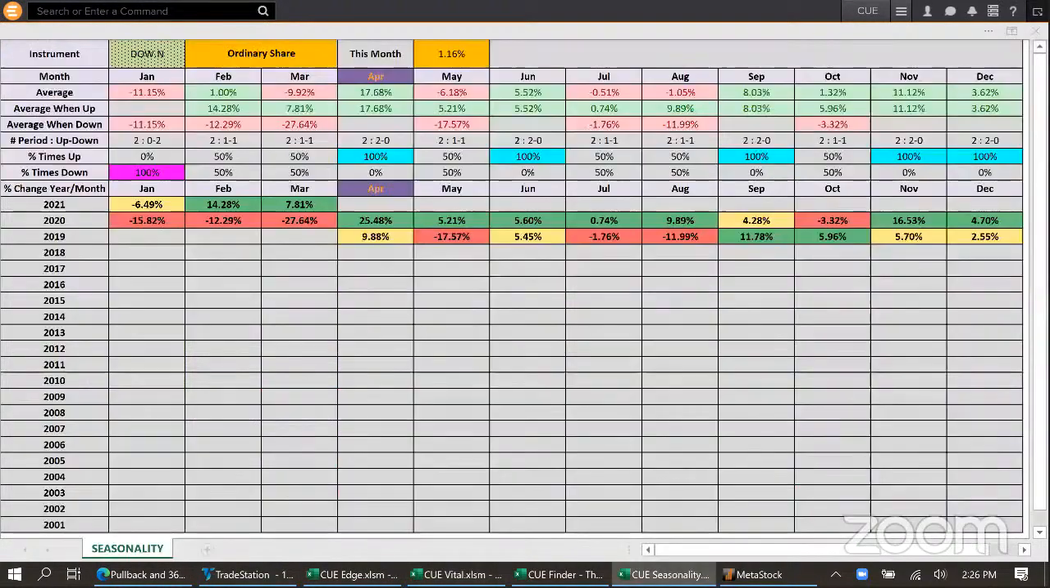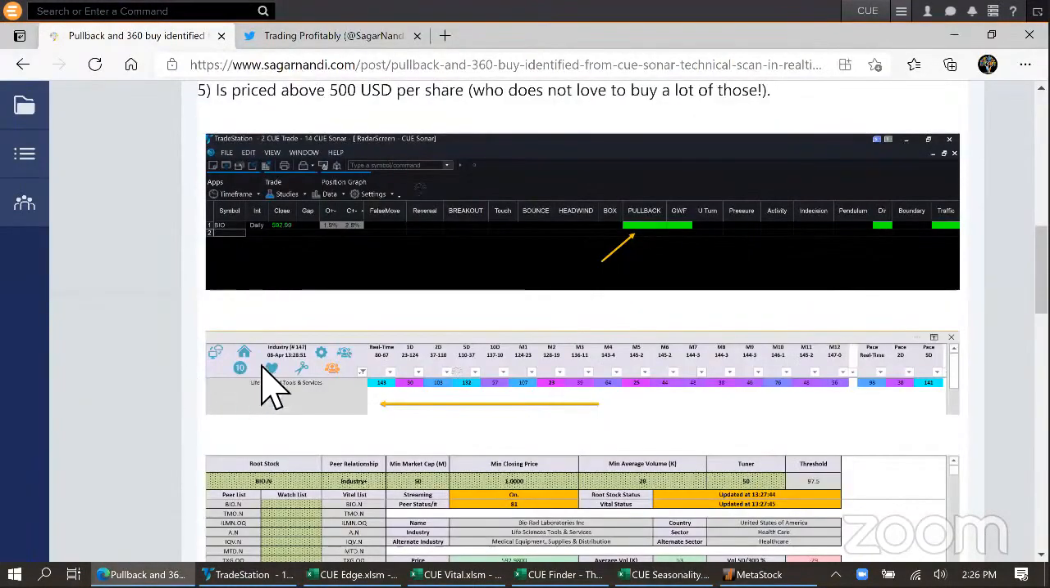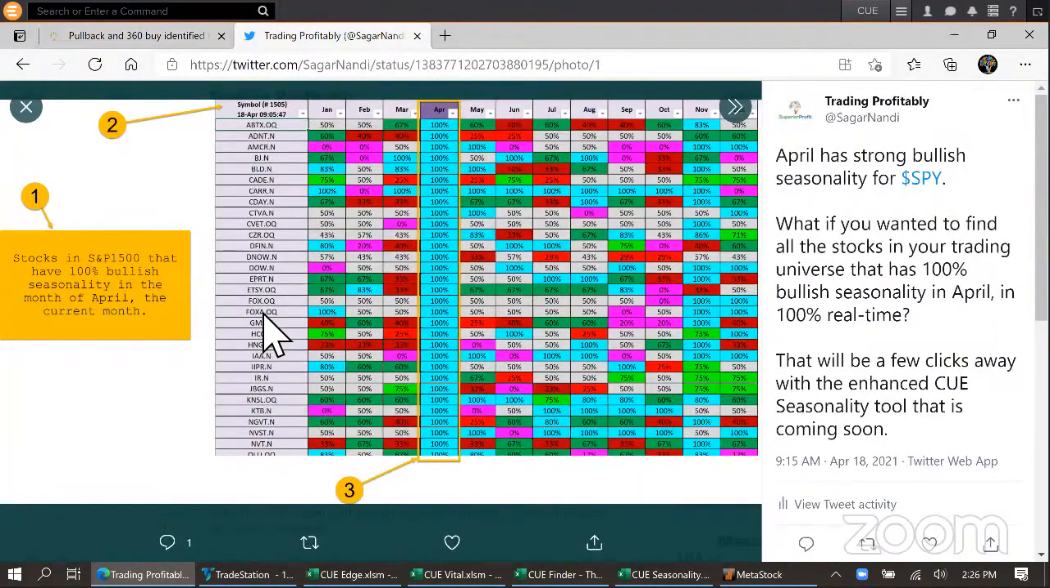That was Dow, and now let's look at another stock. That was Fox, FOXA.